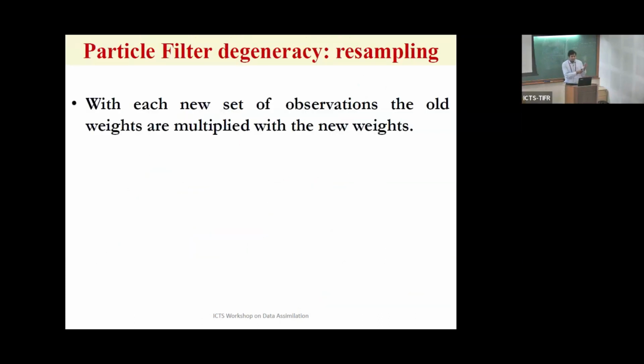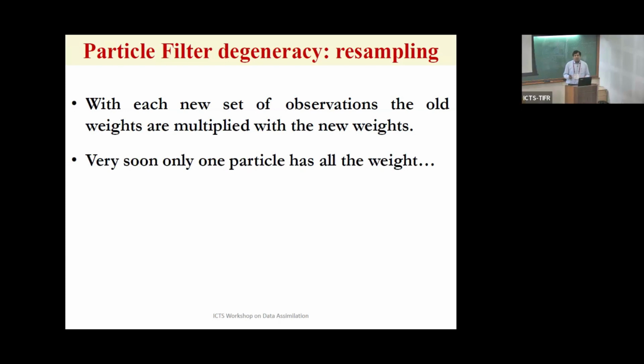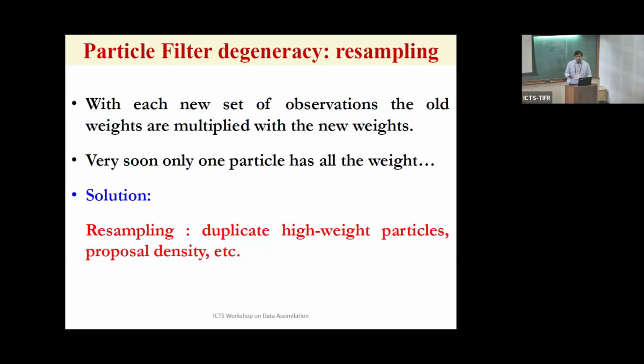So what is this degeneracy? With each new set of observations, the old weights are multiplied by the new weights. So what will happen? Very soon, only one particle has all the weights, and all the rest of the particles will be discarded. This is the issue which diverts us from our basic assumptions of the distribution, which told that we start with a large number of sets, and finally we have only one single prediction.